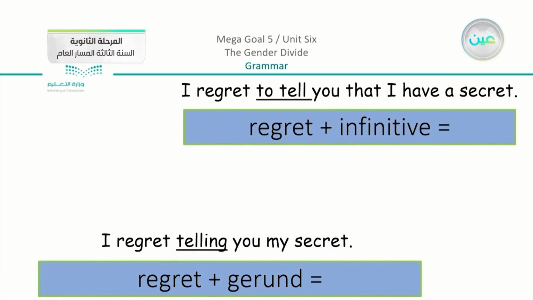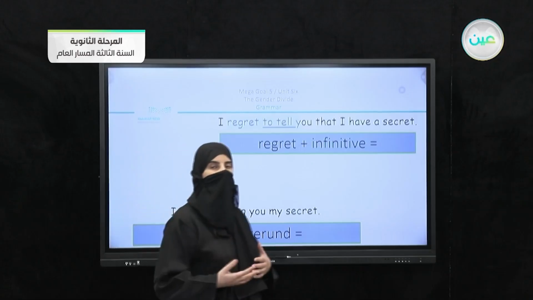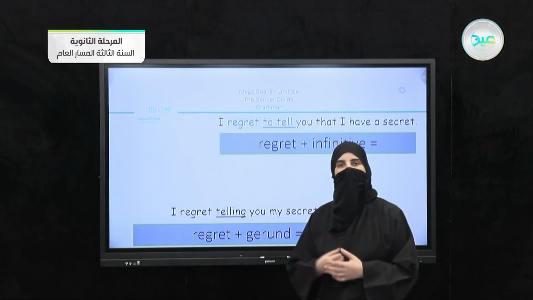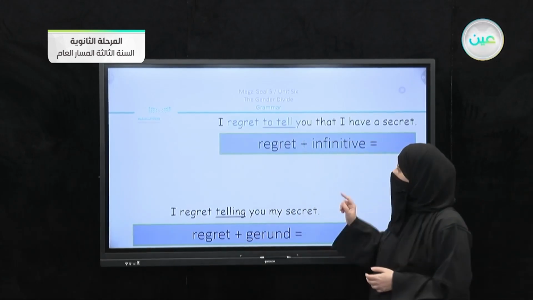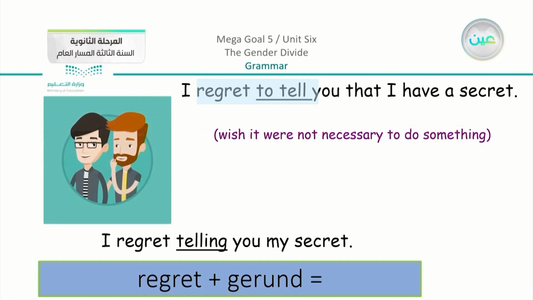I regret to tell you that I have a secret. Now you can see that we have here the word regret, which means that I have a feeling of being sorry. Or sometimes I just feel that I don't want to do something, or actually it has been done and I feel sorry for doing it. So in the first one, using the infinitive, I regret to tell you that I have a secret. So here you have the meaning that I wish it wasn't necessary. I am going to tell you my secret, but I wish that it isn't necessary.